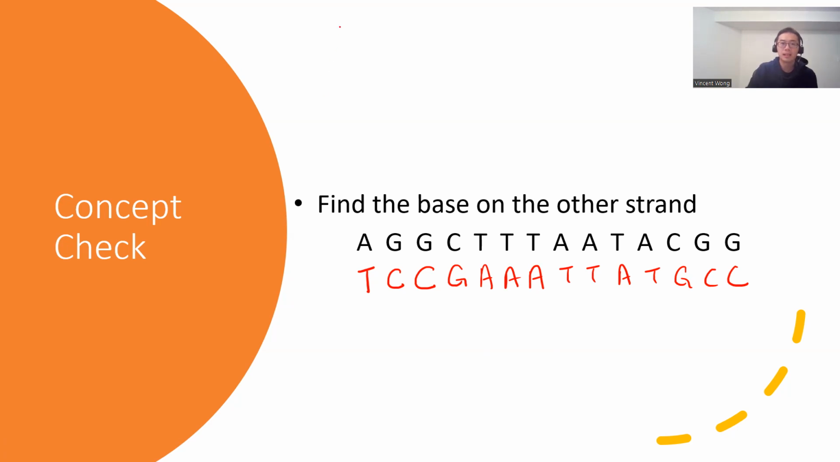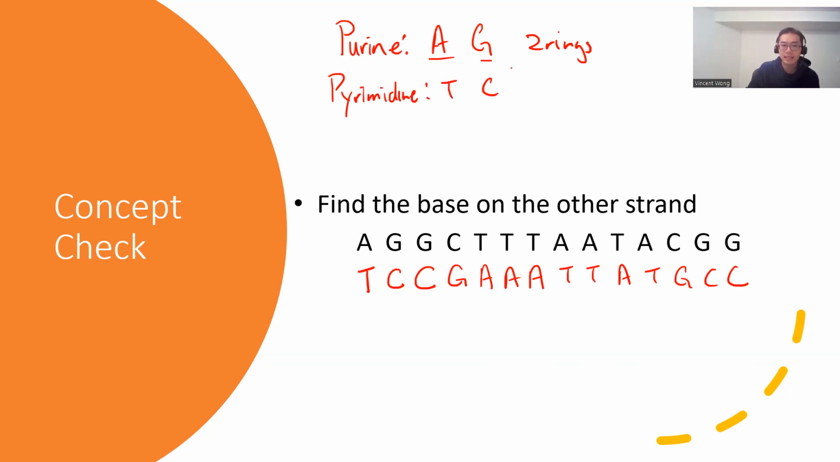Okay. Now remember, I was telling you, purines are A and G, right? Pure as gold. Purines are A and G. These are two rings. Pyrimidines, that's the T and the C. Those are the ones that have, if you look back, one ring.